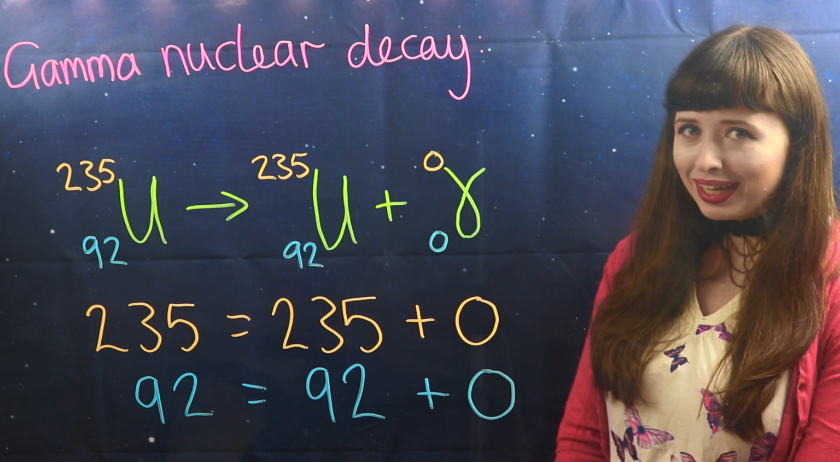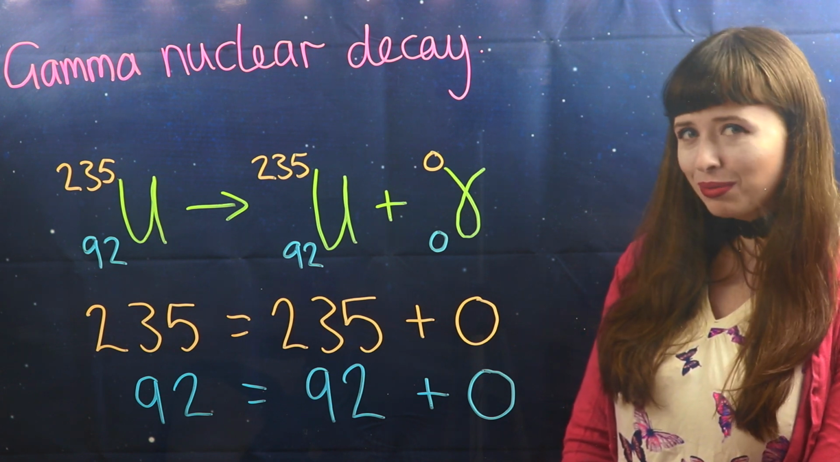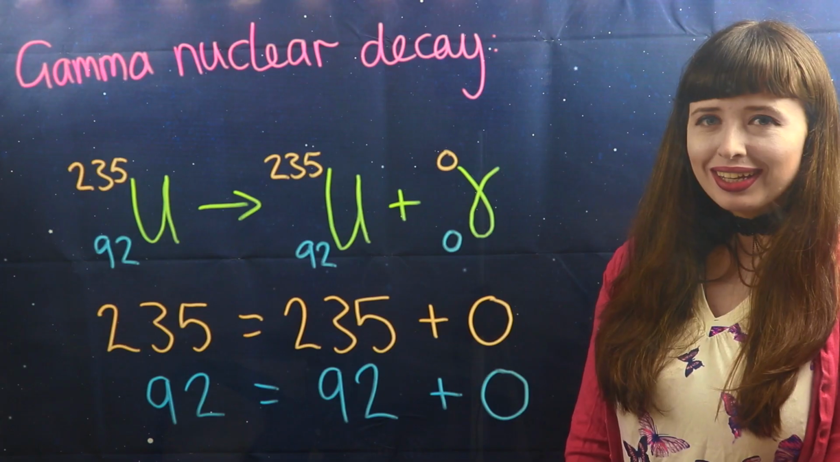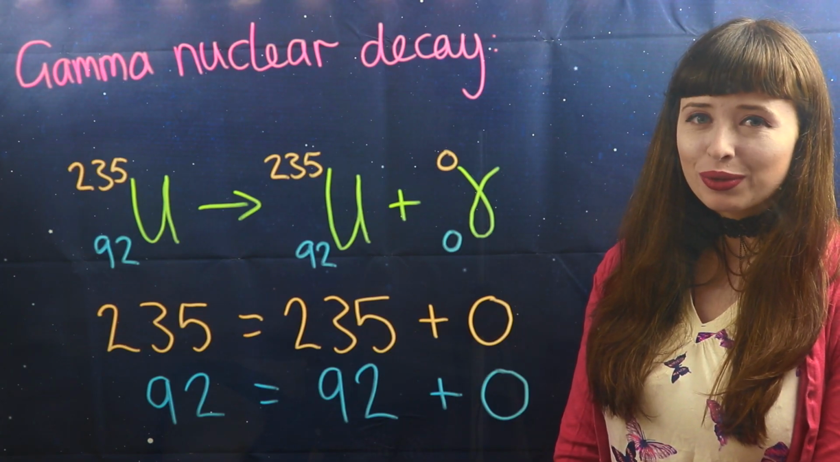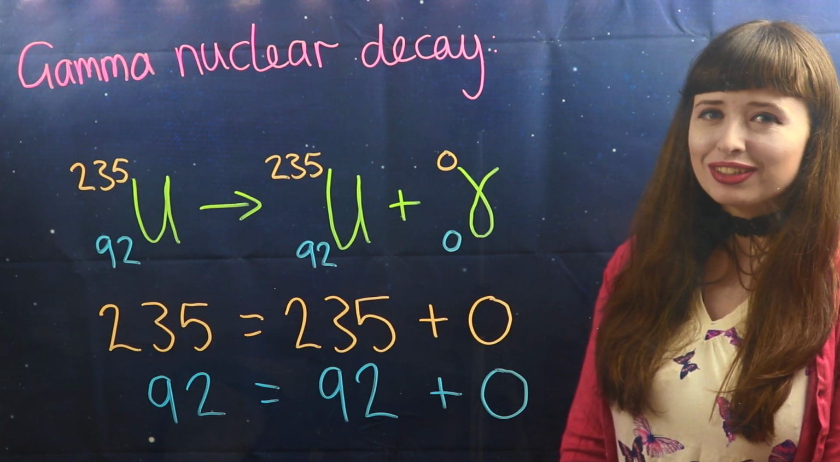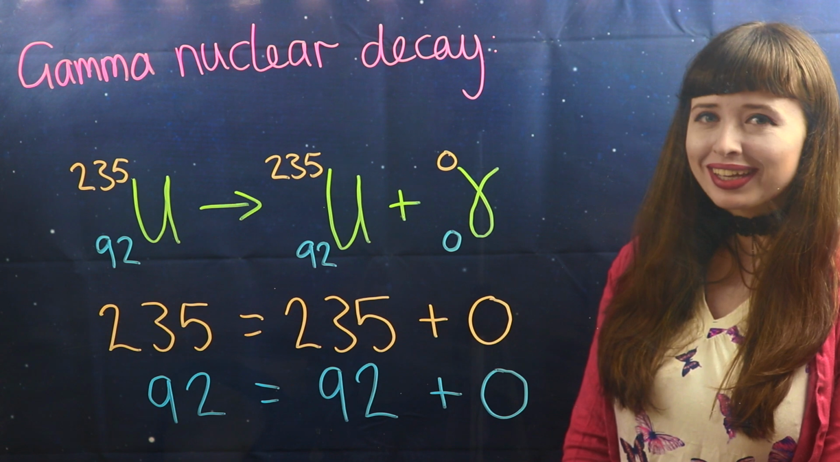So if nothing is happening to the mass numbers, nothing is happening to the proton numbers, it must be gamma decay that is occurring. Let's take a final look at our quick and easy algebraic method in action, this time looking at a nuclear decay equation involving gamma decay.